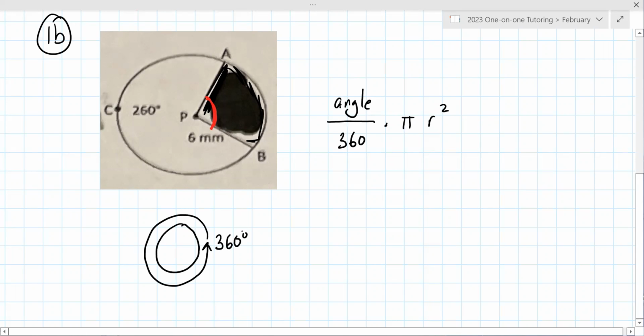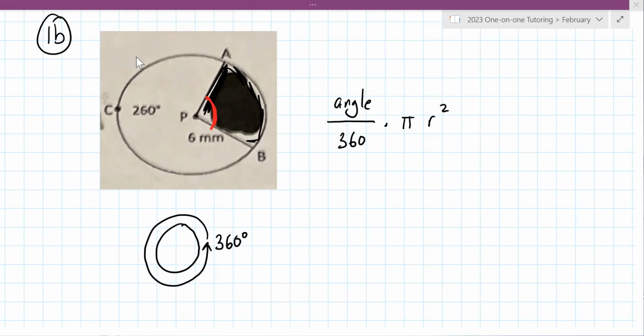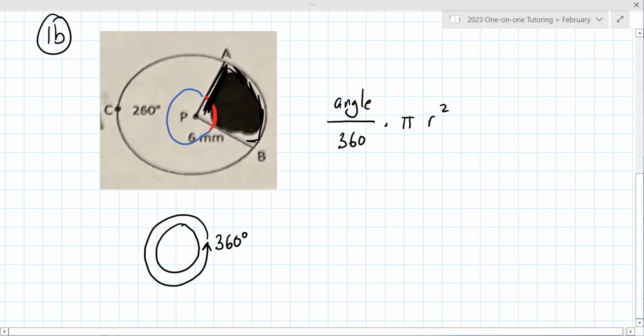Yep, I know that right there. I used 260 divided by 360 times pi times 36. You've got to answer my question, Sourish. How many degrees if you go all the way around a circle? 360. Okay. Now the red right here is not 260. 260 is this other part. It's the blue. I'm going to draw the blue in. The blue is 260.